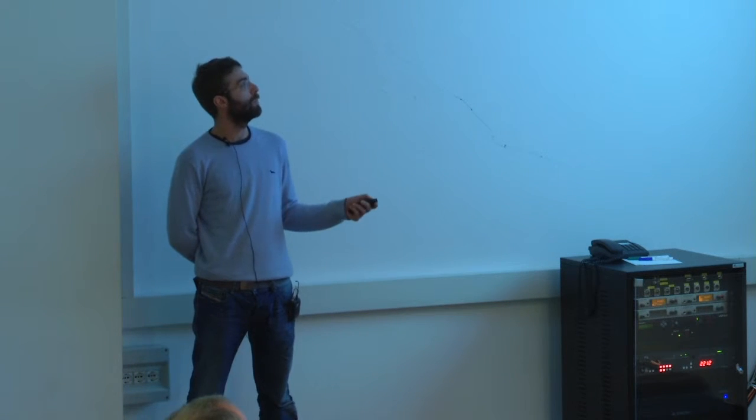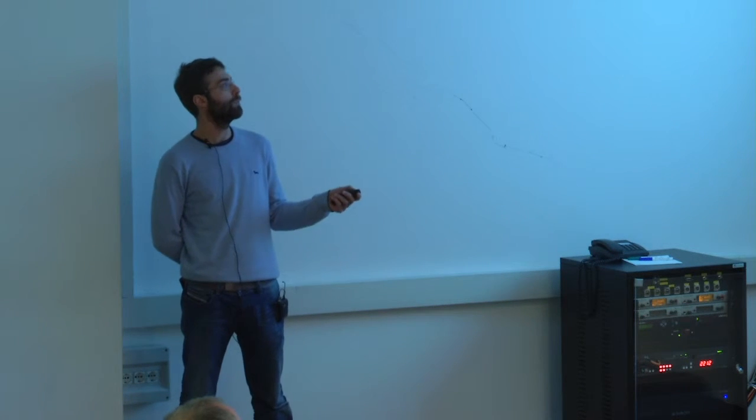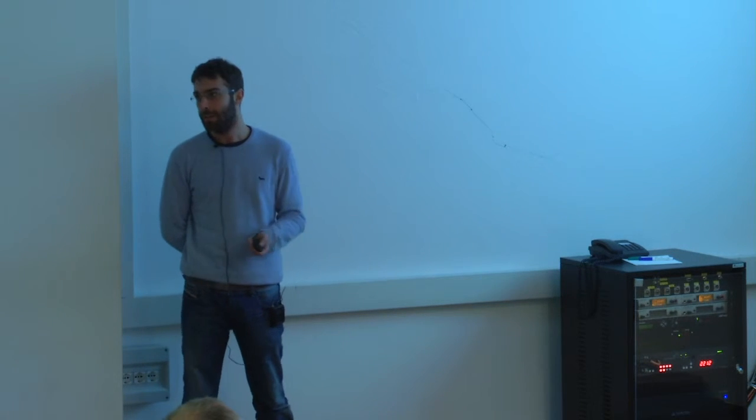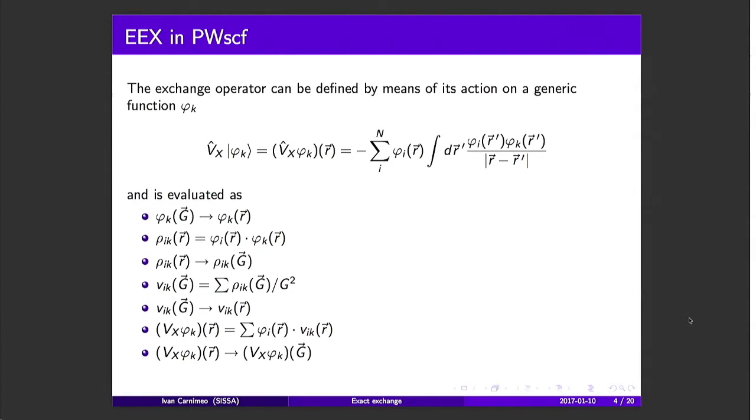So the shape of the exchange potential is like this, and the problem is that we have to evaluate those integrals for every band pair. So this makes the procedure very long to evaluate. In practice, for every band pair, if we want to apply the exchange operator on, say, some function phi k, we have to take phi k from the G space and bring it to the R space, because the ansatz of the wave function in plane waves is in G space.